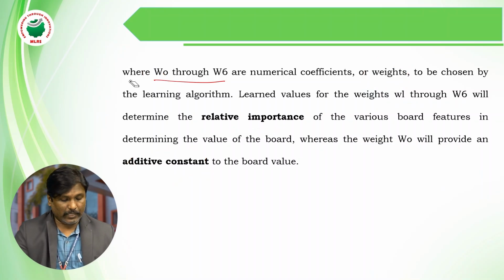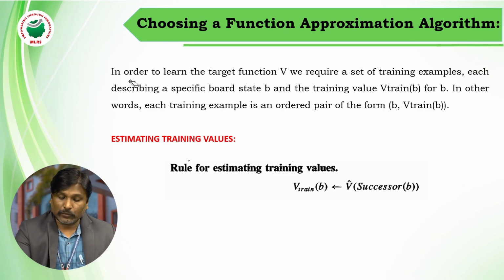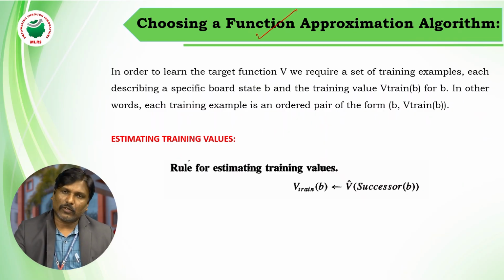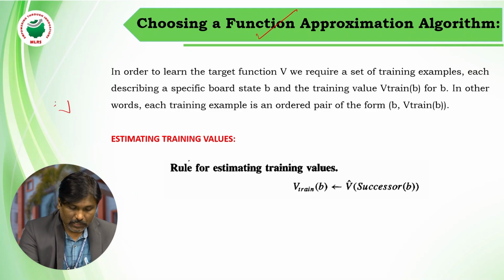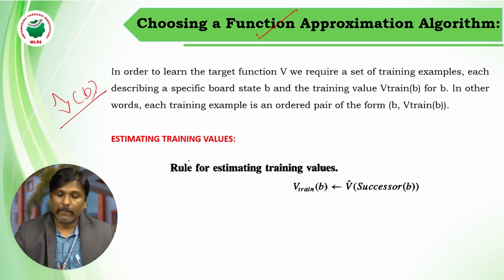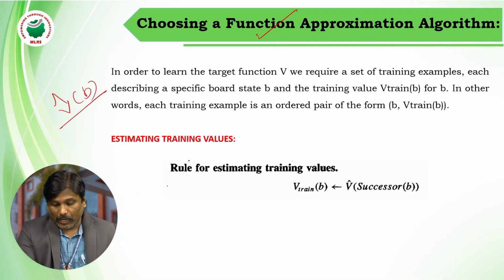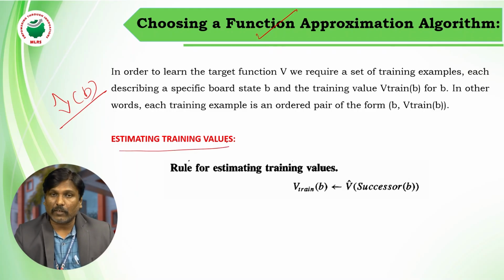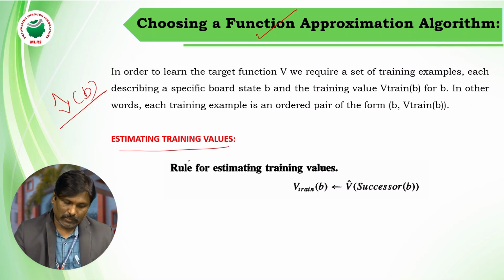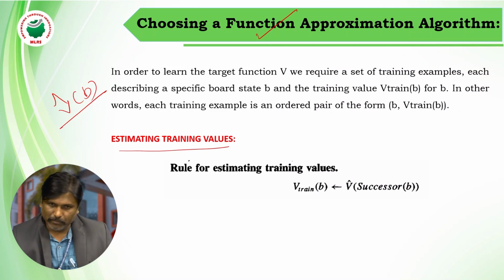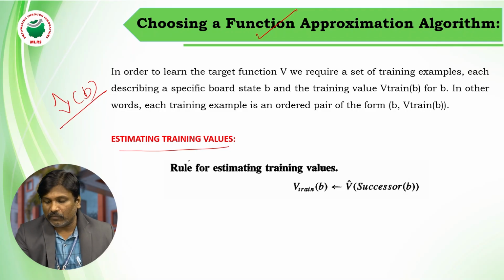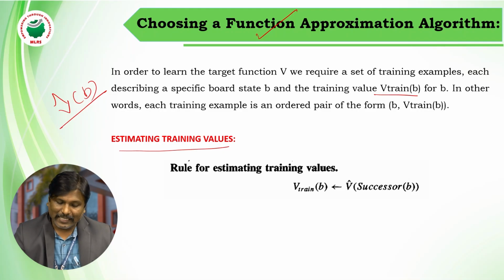Okay guys, next, the fourth one is the function approximation algorithm. In the previous condition, I just considered V cap of B. Now for this condition, I'm trying to estimate the training values. In place of V of B and V cap of B, I try to consider some V train of B. So these are called the training values.